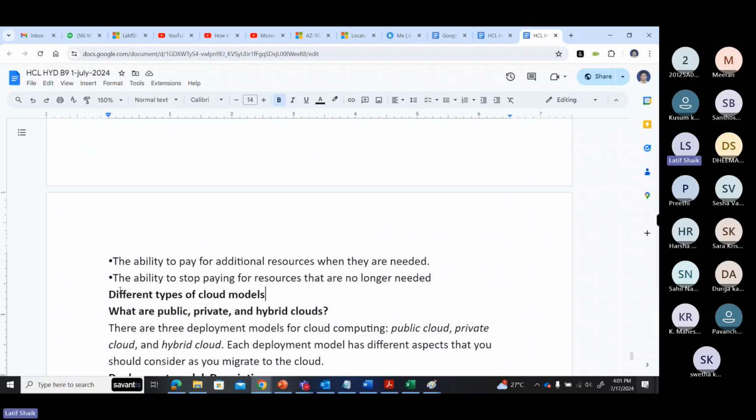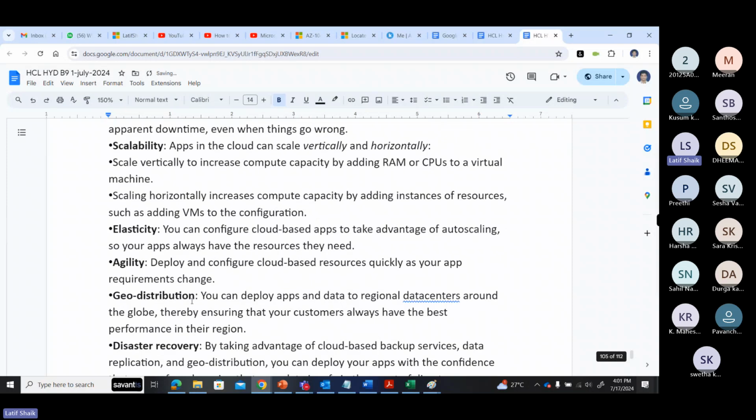This is not properly aligned. If it is properly aligned, then it is looking good, actually.